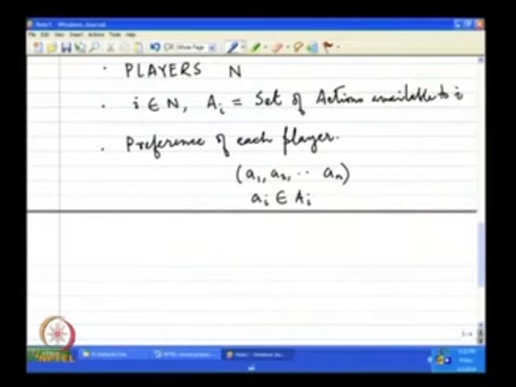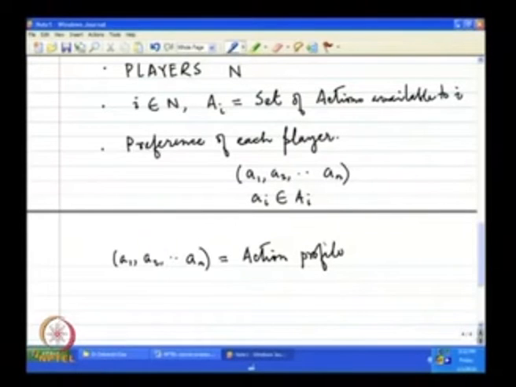Now, this vector or list of actions taken by each of the n players is called an action profile. It is a profile of all the actions taken by all the players. If there are n players, then it is a vector of n elements.